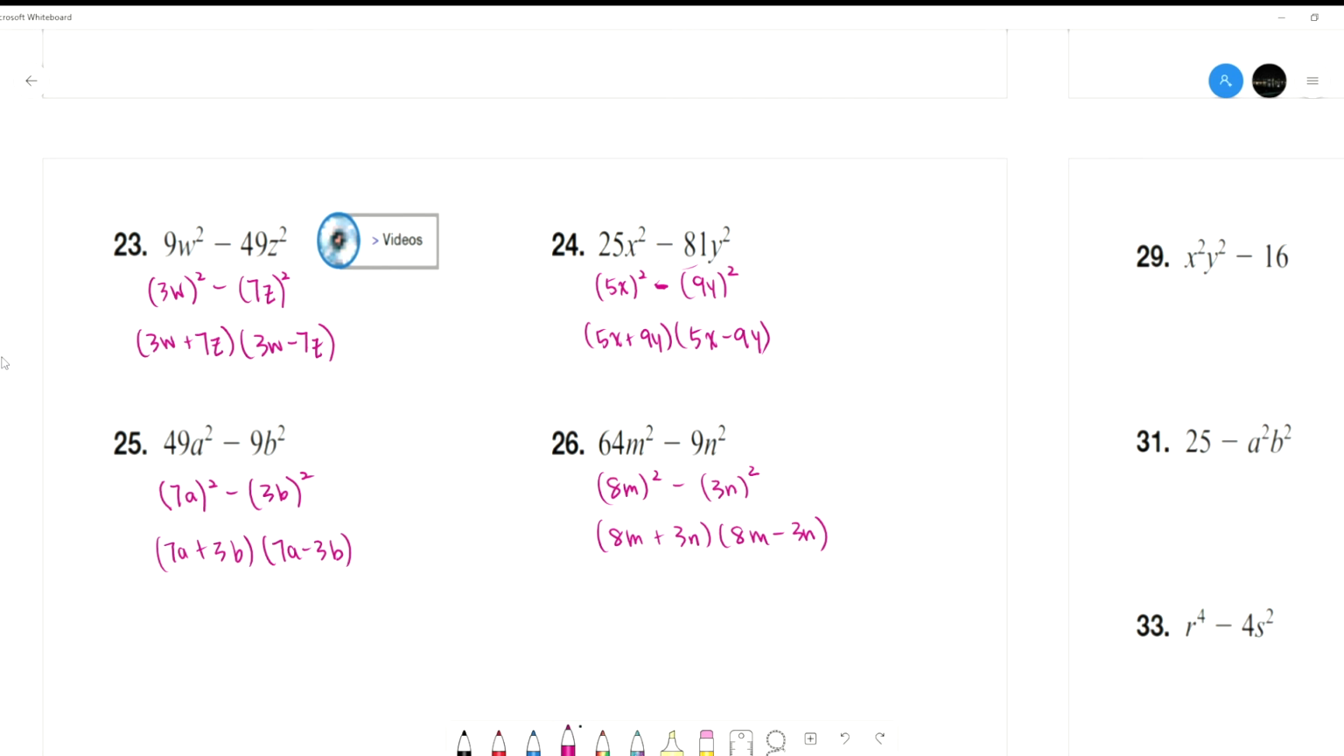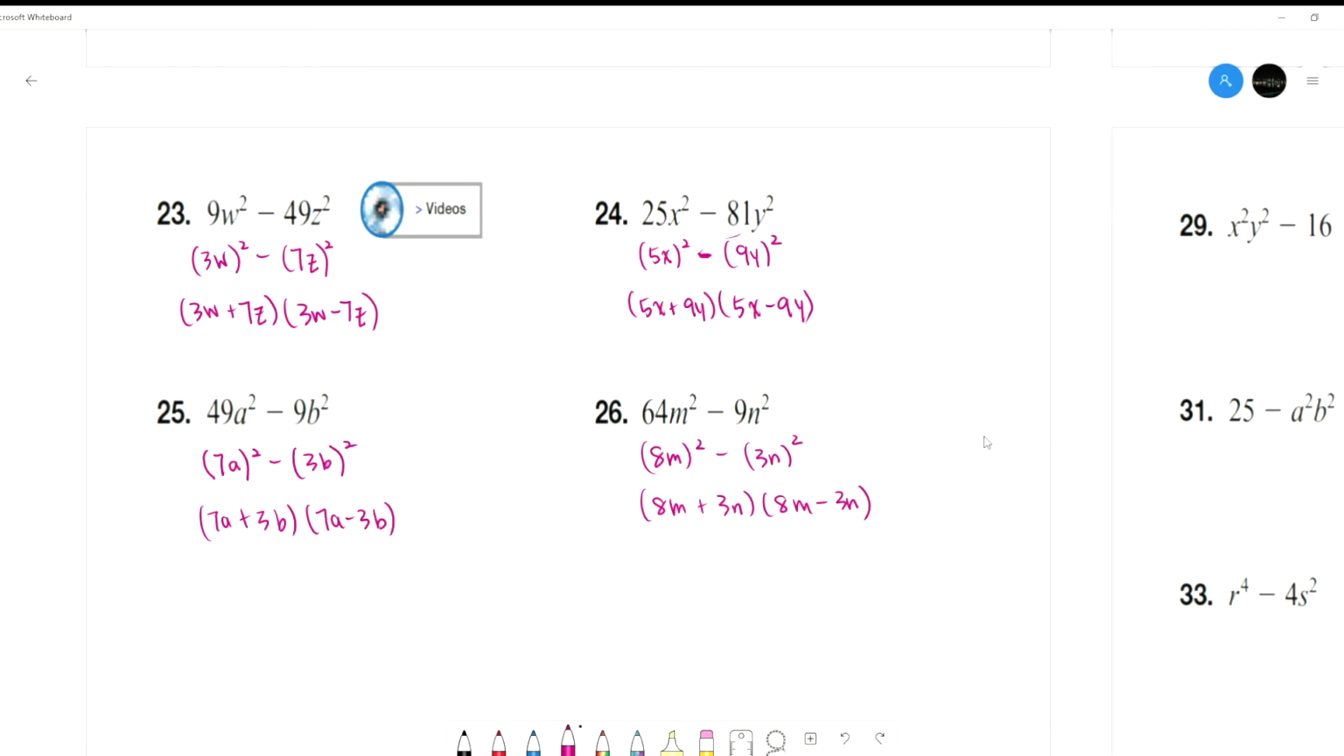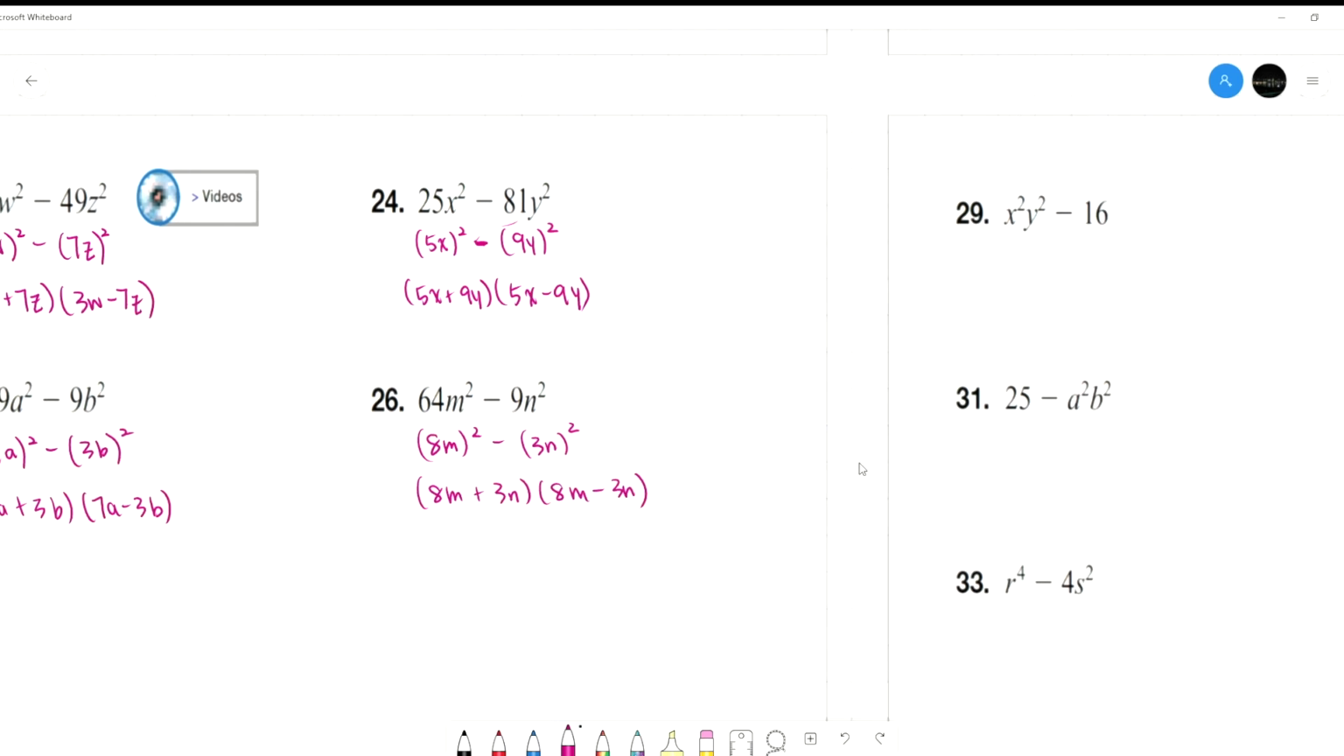Okay? I don't know if that was a little too fast for everyone, but I hope when you review the video for this, it makes a lot of sense, right? You look at the two terms, it's a subtraction problem. It's the first squared minus the second squared, so that gives you the first plus the second times the first minus the second. Okay?